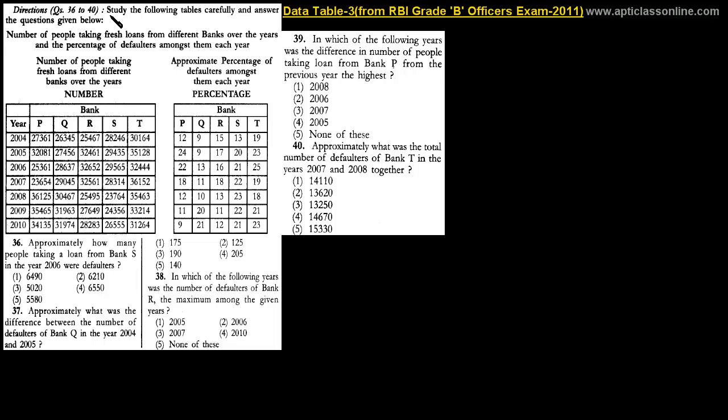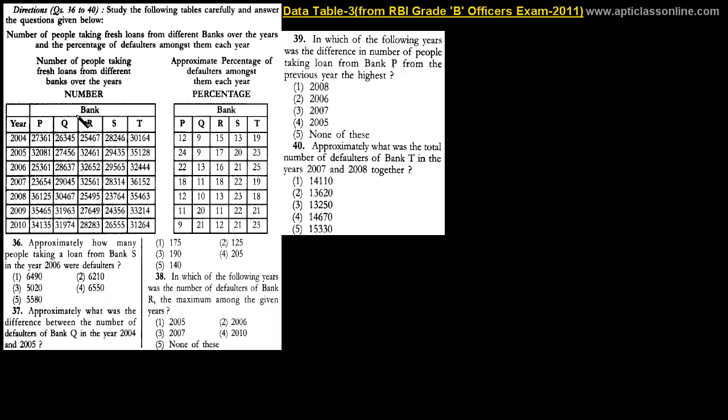Directions for question numbers 36 to 40. Study the following tables carefully and answer the questions given below. Number of people taking fresh loans from different banks over the years and the percentage of defaulters amongst them each year. So the first table is about the number of people taking fresh loans from different banks over the years, and the second table is about the approximate percentage of defaulters amongst them each year.